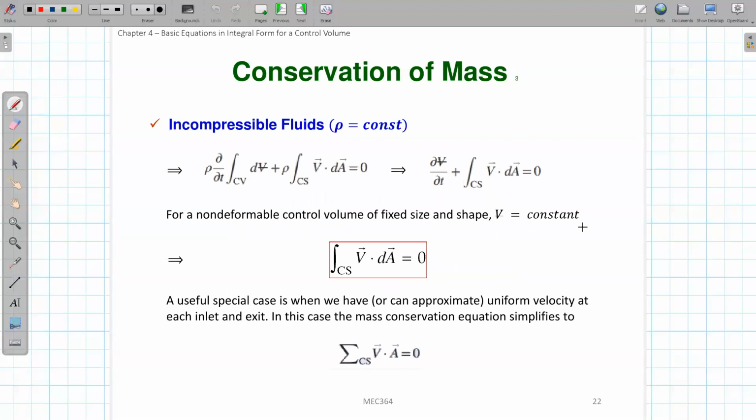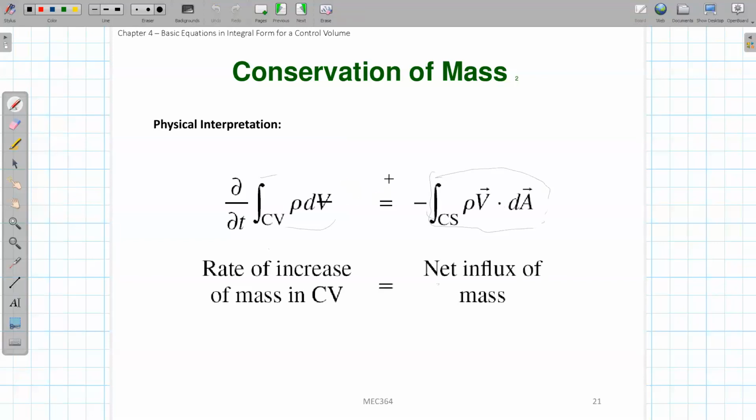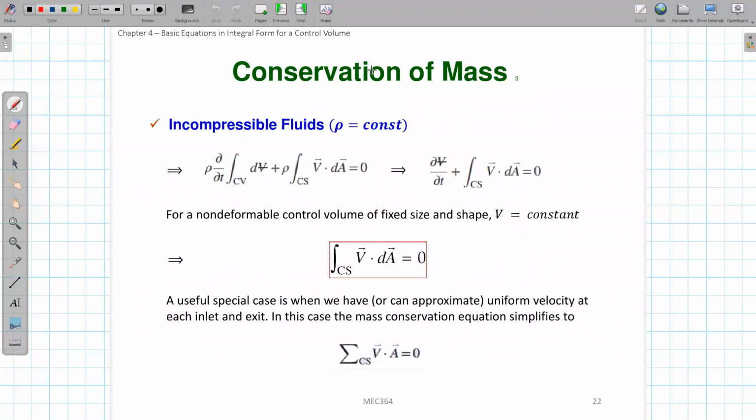And let's consider several special cases here. From this equation, let's first consider the special case of an incompressible fluid. We introduced incompressible fluids at the end of the last chapter, right? It basically means that the density does not change. In that case, you can take this rho out of this integration, and also out of the surface mass flux integration.